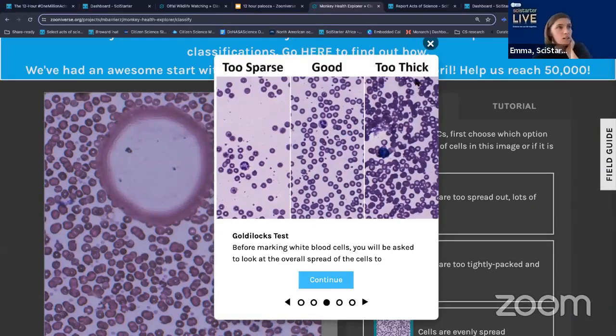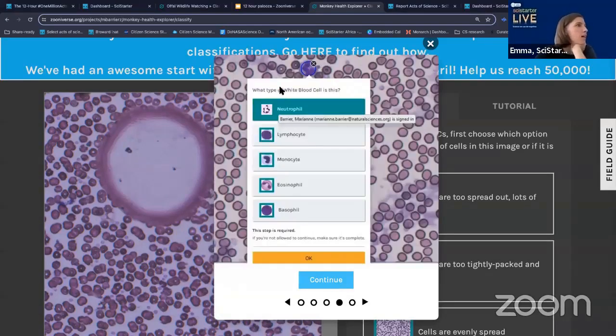We are going to check the too sparse, too thick, Goldilocks test. And then there are all those, which ones we're picking before we click on it.